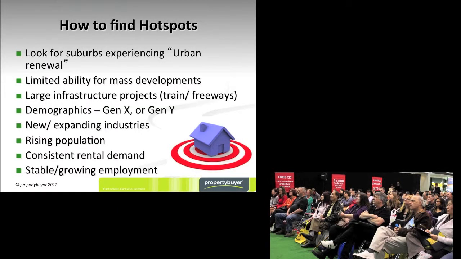Another thing to look for is the types of people that are moving in there, Gen Y and Gen X. These are the people that are looking for smaller size homes, areas that don't need to mow lawns, areas where you've got balconies and great lifestyle appeal. That's one of the common things to look for there.